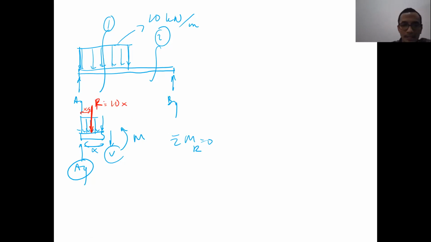When we talk about the resultant, it is 10x. Okay, so when we calculate sigma moment to the right equal to 0, then we have Ay multiplied by x, right? And then V, there is no moment arm there. Then what else? Minus M, right? Yes, sir. And minus the resultant. So the resultant is supposed to be 10x times the moment arm, x over 2, equal to 0.